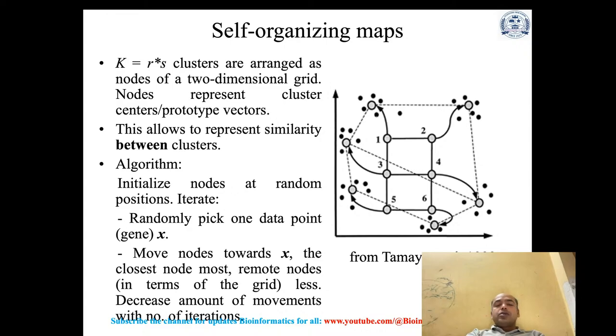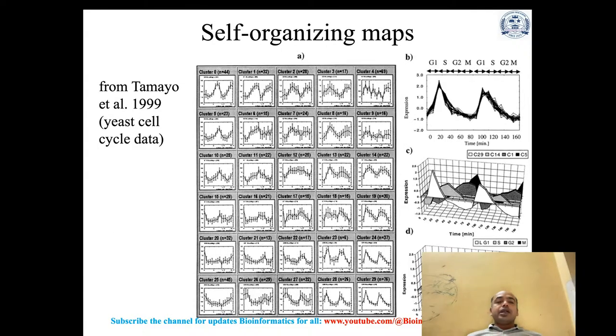The closest node moves the most, remote nodes are moved less. Decrease the amount of movement with the number of iterations, and here you can see the references. Now you can go for the details about it, with a real application for experimental data, in the paper by Tamayo et al. 1999.